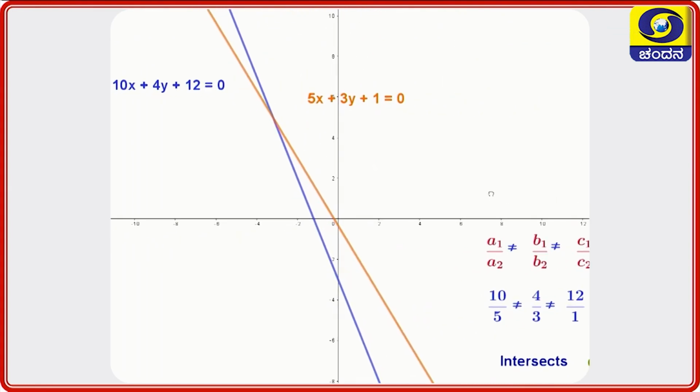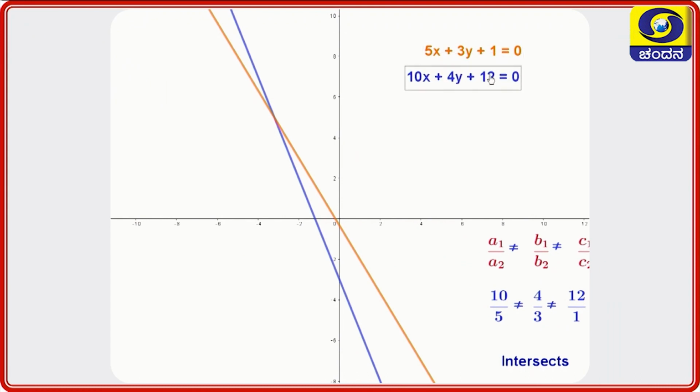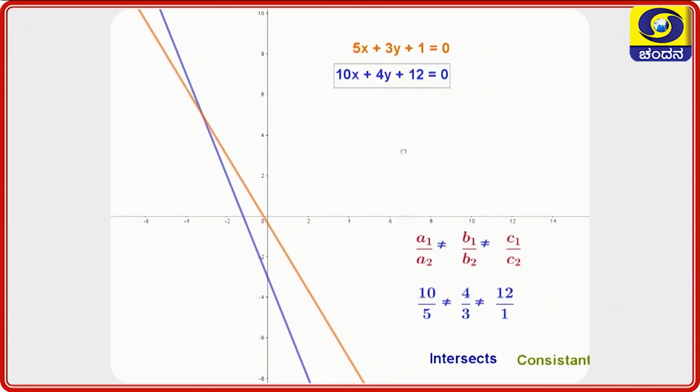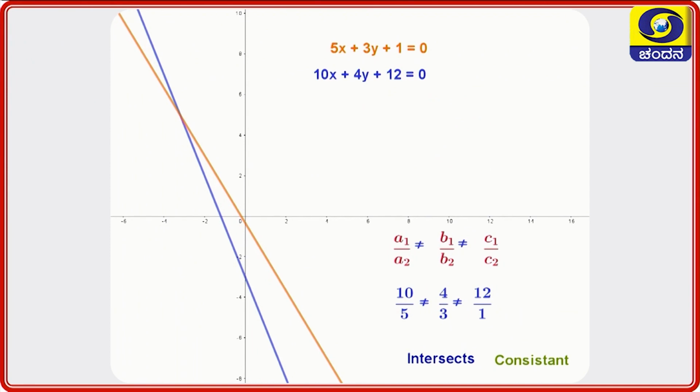What are we observing? We know the coefficients, that is, we know a1, a2, b1, b2, c1, c2. Is there any relationship between these two lines? Is there any relationship between these coefficients? Observe here. If a1 by a2 is not equal to b1 by b2, then those two straight lines will intersect and the equations will have consistent values. Observe here, children.